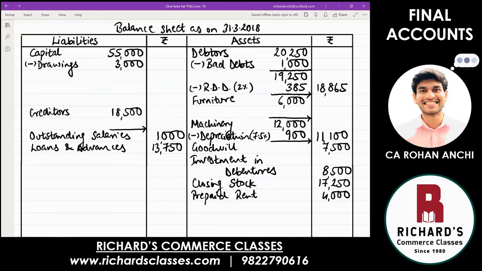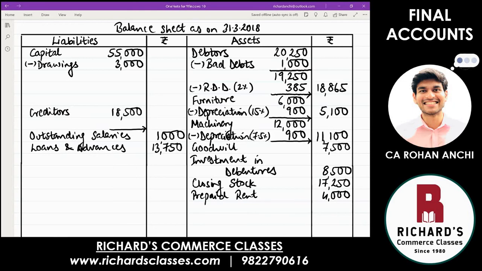A similar adjustment is there on the other asset, furniture, on top. There also write less depreciation. Can you tell me what is the rate? 15%. So calculate 15% of 6,000. 900. Again 900. Deduct and tell me the figure in the outer column. 5,100. So you have adjusted the value of the asset correctly now.